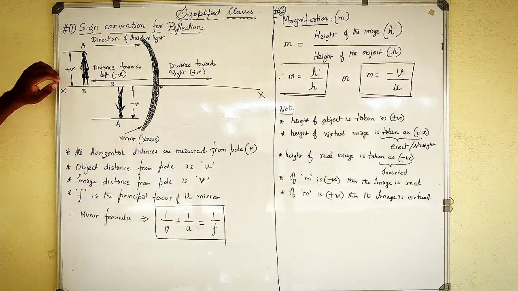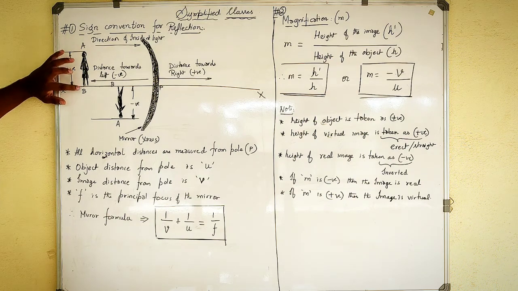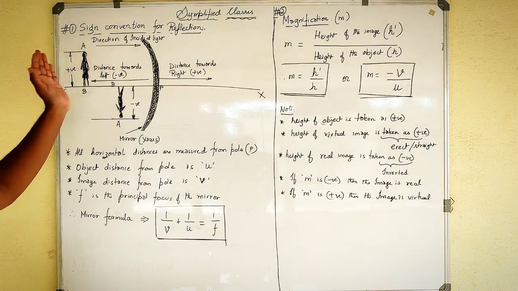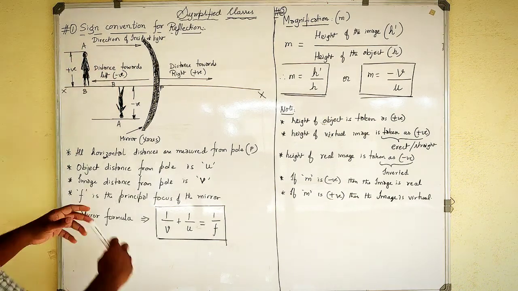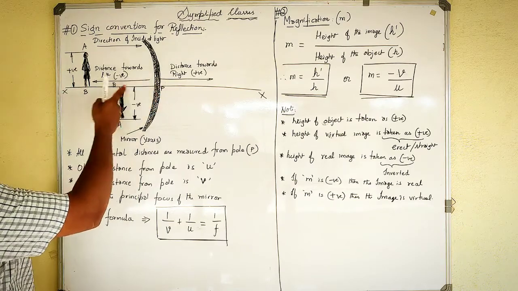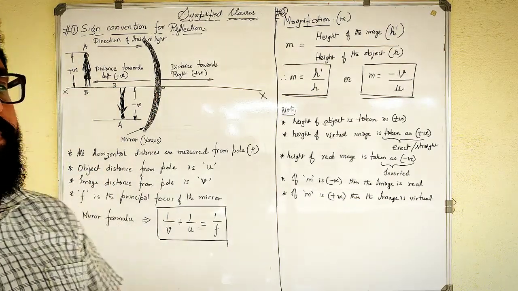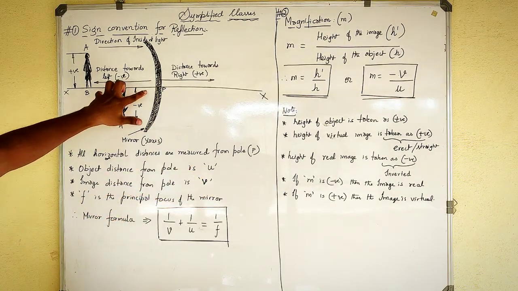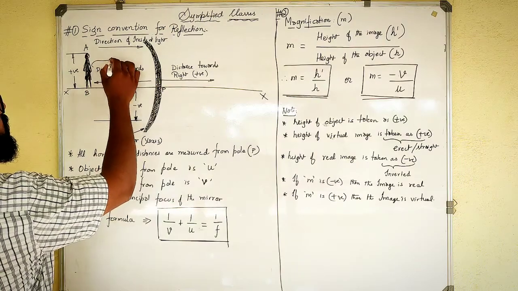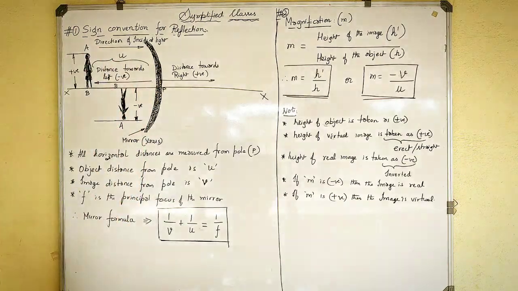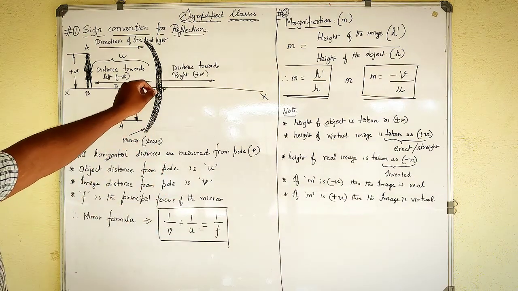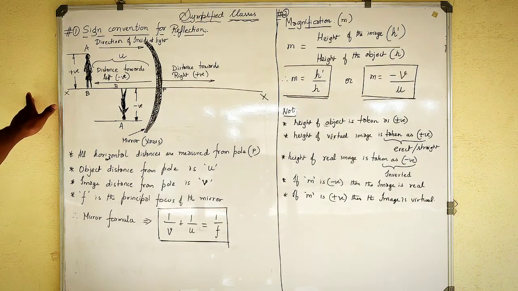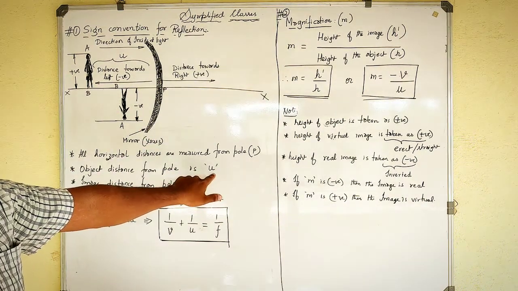I'll give an example. Imagine this person AB, whose head is at A and legs at B. I have to measure his distance from the pole. He is standing towards the left side of the mirror, so I will take a tape and measure from here to here, and that distance is the object distance from the pole. I have measured it towards the left side because the person was standing on the left side of the mirror, which means that distance should be considered negative.